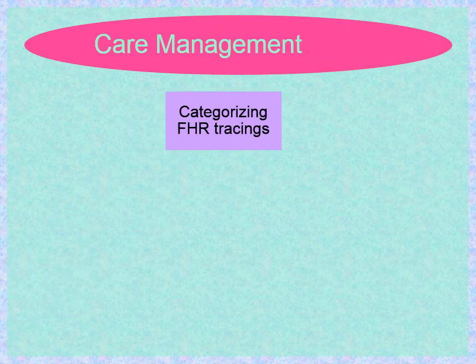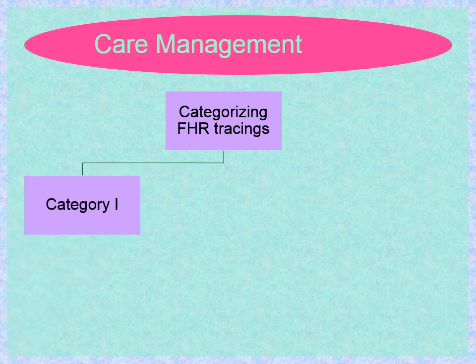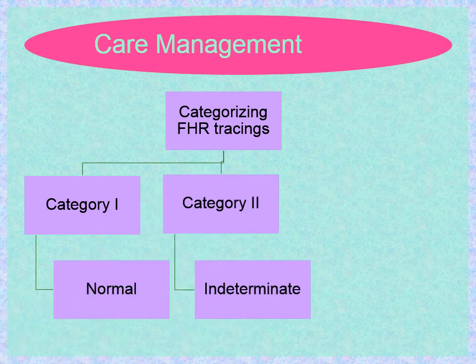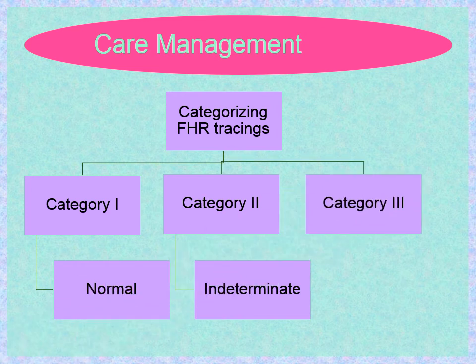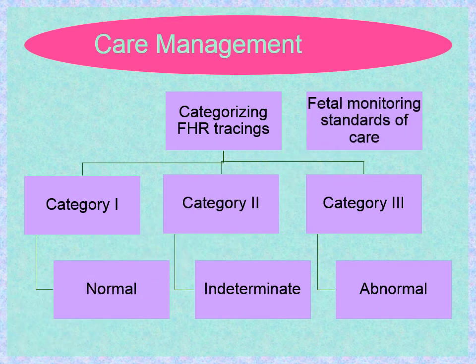Categorizing fetal heart rate tracings. They are categorized as either Category 1, normal, that does not require specific action; Category 2, which is indeterminate, that requires continued observation and evaluation; or Category 3, which is abnormal, where immediate evaluation and prompt intervention are required when these patterns are identified. Nurses are legally responsible according to the standards of care to correctly interpret fetal heart rate patterns.